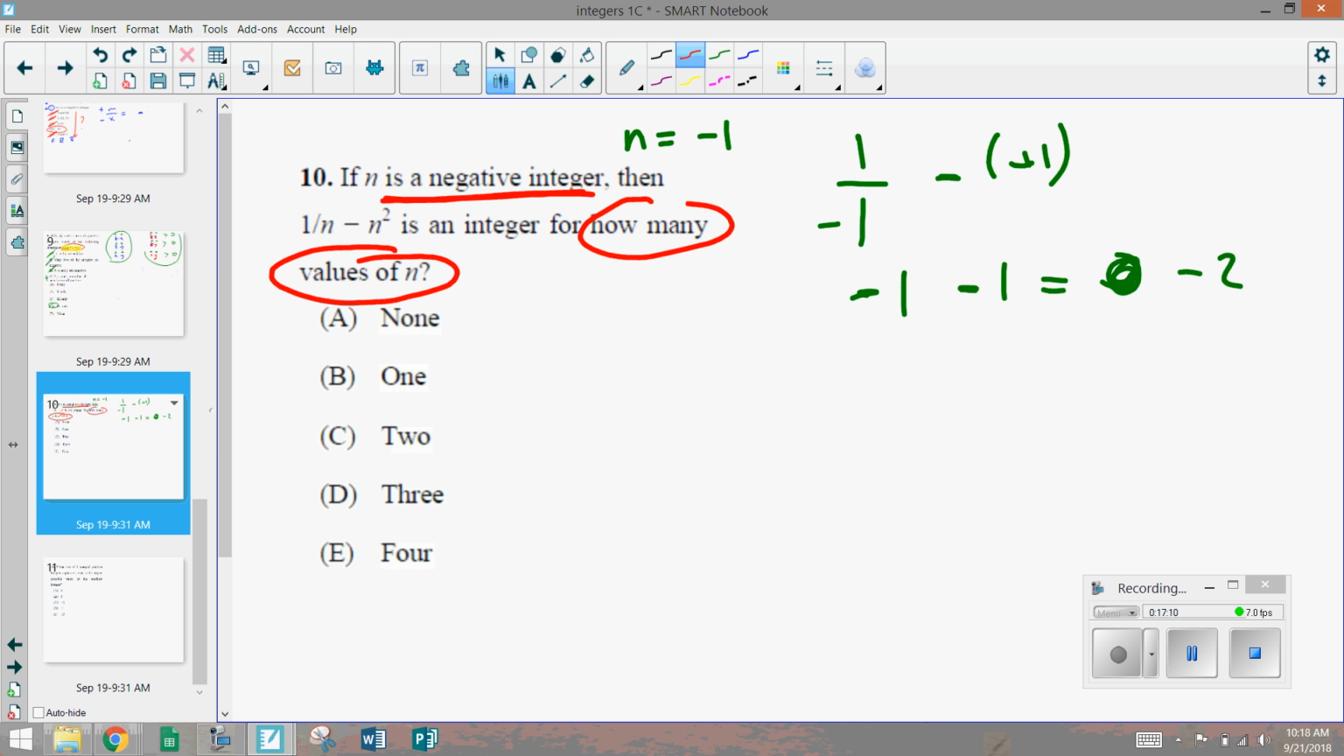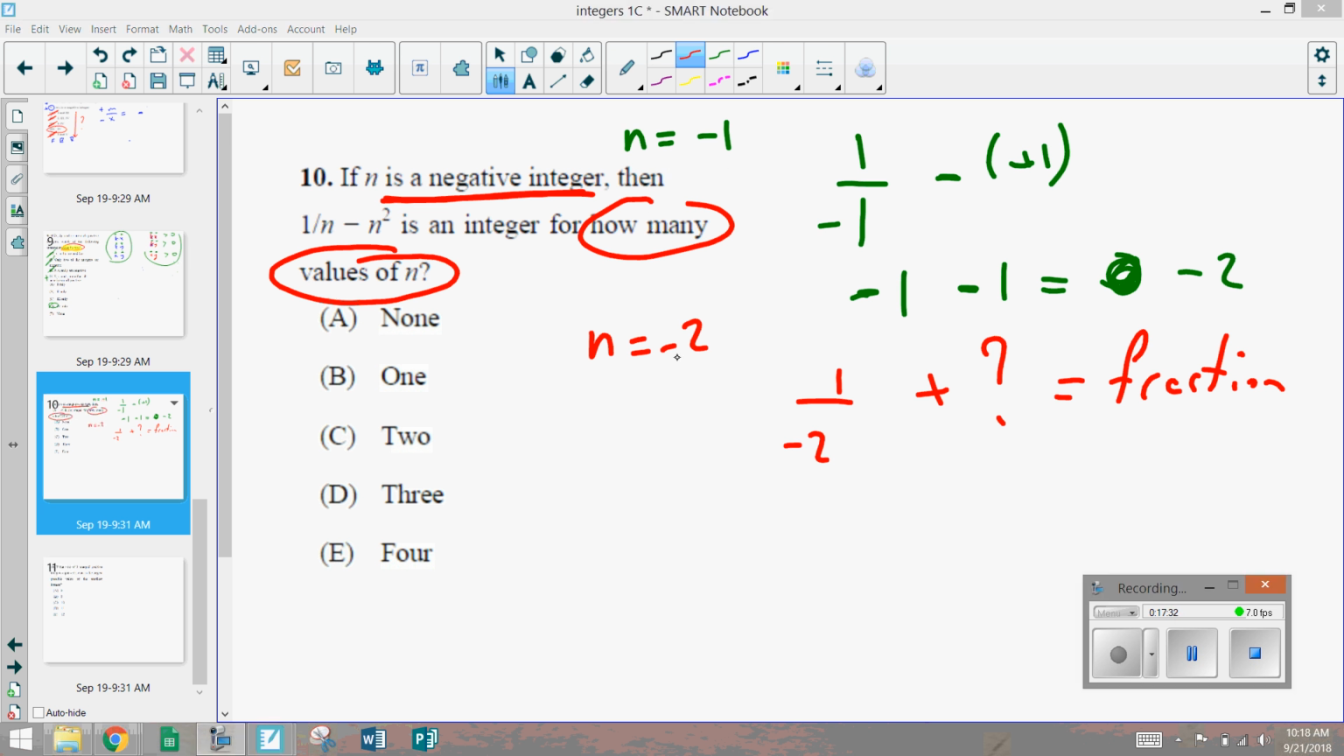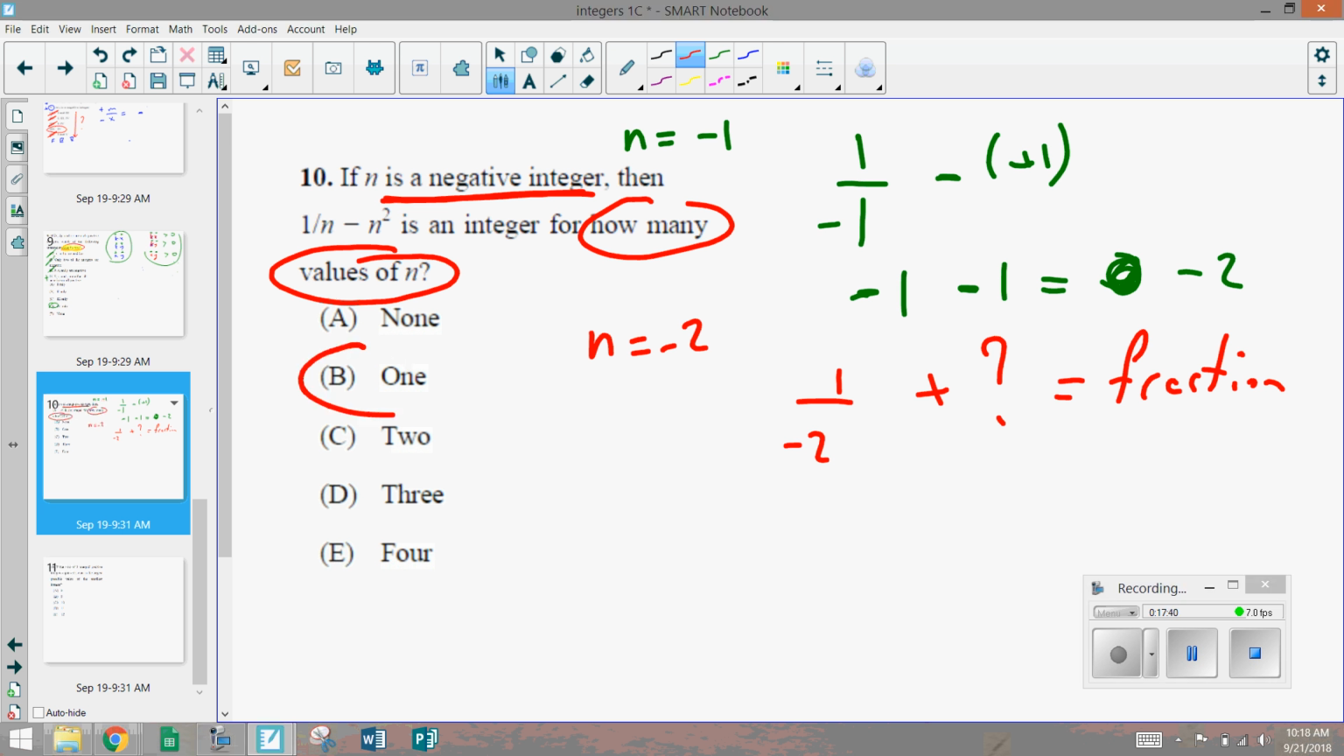Yes. Okay, well, let's try negative 2. When you plug in negative 2, is that going to work? No. 1 over negative 2 plus something, it's going to be a fraction. So increase the number. 1 over negative 3, 1 over negative 4. It's going to make that decimal. So there's only one.